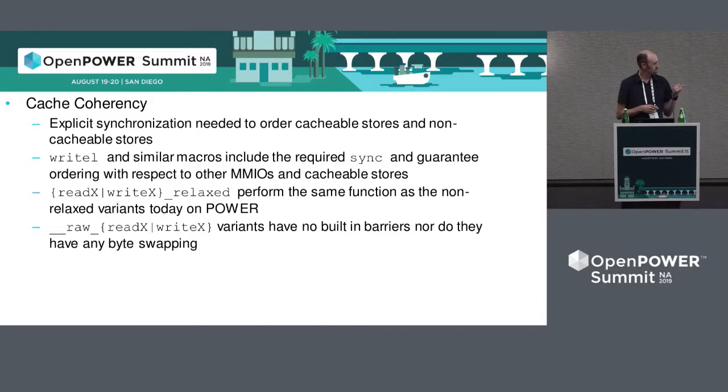Not too long ago, the kernel community added relaxed variants of read and write. Today, those do the same thing on Power. There are some people going off and trying to optimize their drivers and putting in the relaxed variants where they think they can. Today, that's not going to buy anything on Power, but that's not to say it couldn't change in the future. But the raw variants, there's raw read and write as well. Those have no byte swapping in them and also have no built-in barriers. So if you are using those, you need to be very careful about making sure that you're using the right synchronization barriers. And we'll get into some more details of those in a bit.